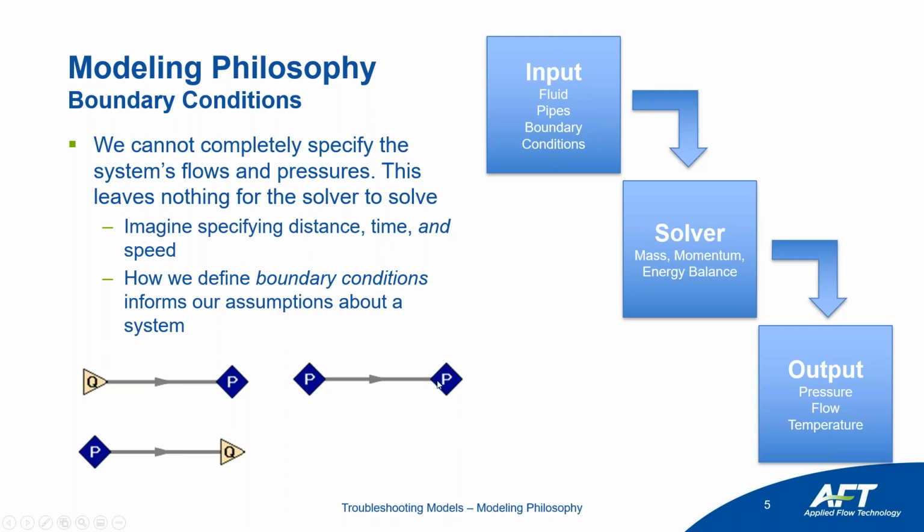We can have the inlet pressure and the outlet pressure that can cause a flow. If that flow is equal to these flow rates, then this inlet pressure will equal this inlet pressure, and this outlet pressure will equal this outlet pressure. So depending on how we're defining those boundaries is informing how we're defining our system.